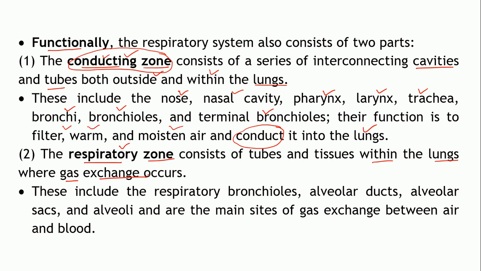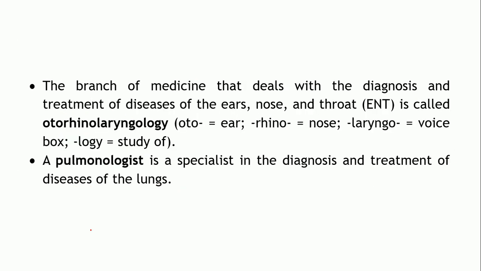That particular area within the lungs comprises the respiratory zone. This will include the respiratory bronchioles, alveolar ducts, then the alveolar sacs and the alveoli. These are the main sites where the exchange of gases takes place between the air which has been conducted towards the lungs and the blood. So, that is to do with the functional classification of the different organs of the respiratory system.